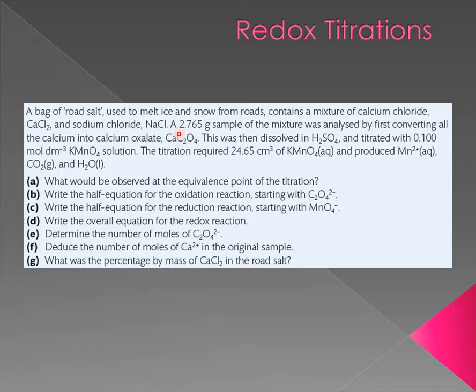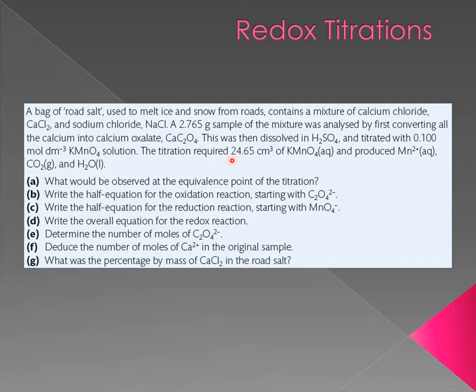So the weight of the sample is 2.765 gram of this mixture. It was analyzed by first converting all the calcium into calcium oxalate. So the calcium coming from calcium chloride, all of it converted into calcium oxalate. This was then dissolved in sulfuric acid and titrated with 0.100 mole per decimeter cubed potassium permanganate solution.